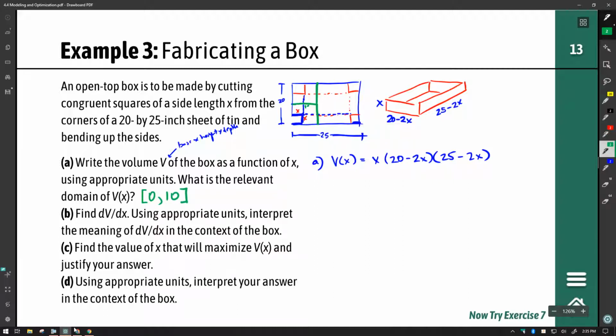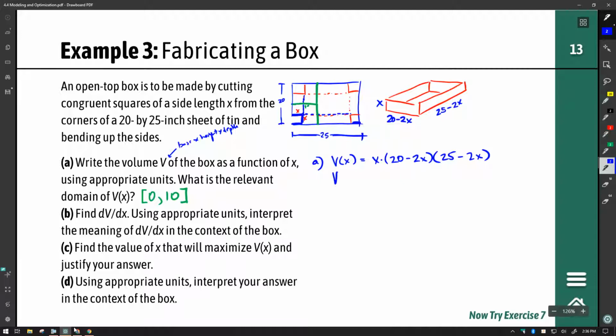And I'm going to go ahead and close in that domain rather than making it open, so that we can use a candidates test later on. The candidates test, remember, we want to have a function that is continuous on a closed interval. Okay, next up, B. Find dV/dx, and then using appropriate units, interpret the meaning of dV/dx in the context below. So we want to find V prime, and I think in order to do that, rather than employ a product rule with another product rule embedded, it might be easier for us to multiply everything out here and then just use the power rule on the resulting polynomial.